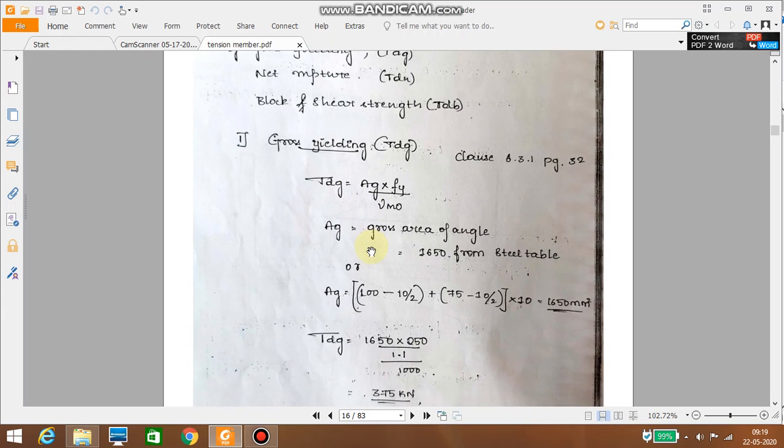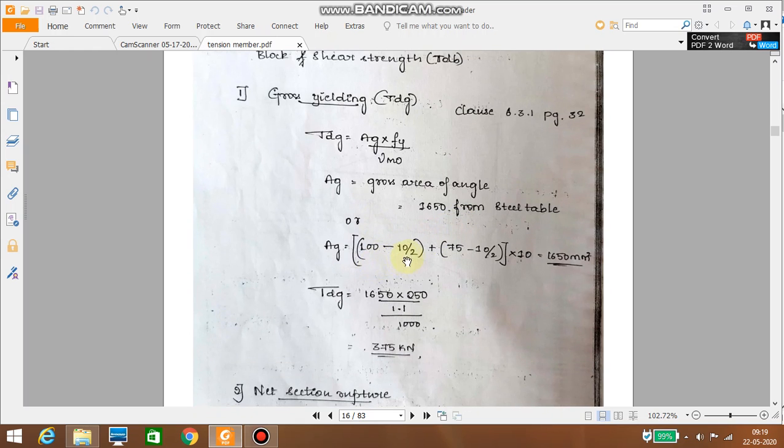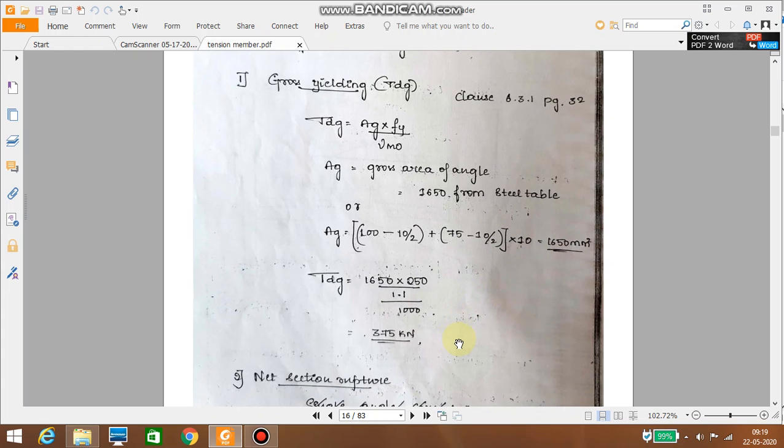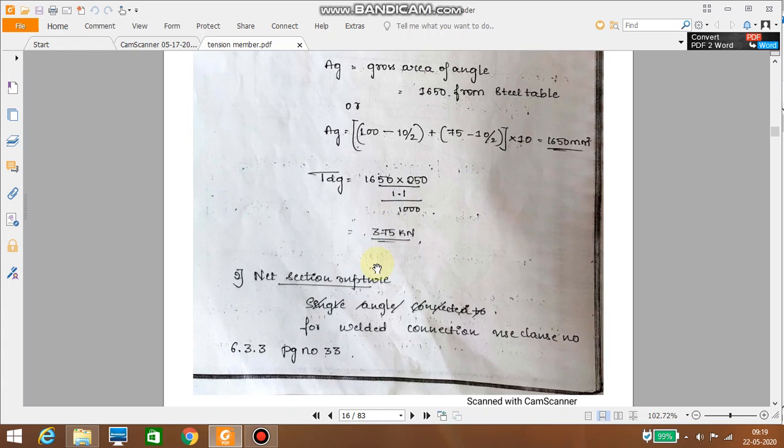Here AG is the gross area, that is equal to 1650, which is again taken from the steel table. Here nothing to deduct like bolt holes and all. Otherwise you can calculate AG as (100 minus 10 by 2 plus 75 minus 10 by 2) into thickness 10. It also gives you 1650 millimeter square only. So TDG equal to 375 kilonewton.